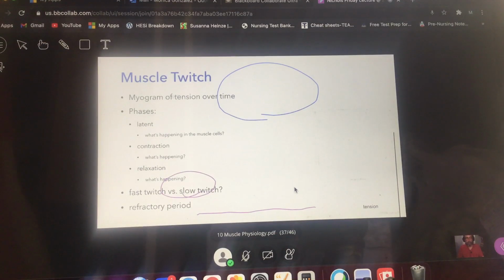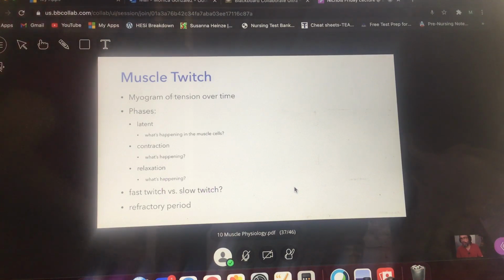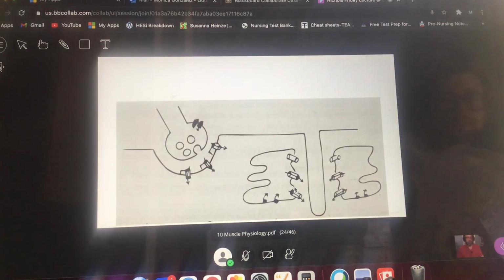During this latent phase, when there seems to be nothing happening, what's happening? So many things. I'm going to go back again to a picture that we did last week. Remember this? Remember that one?